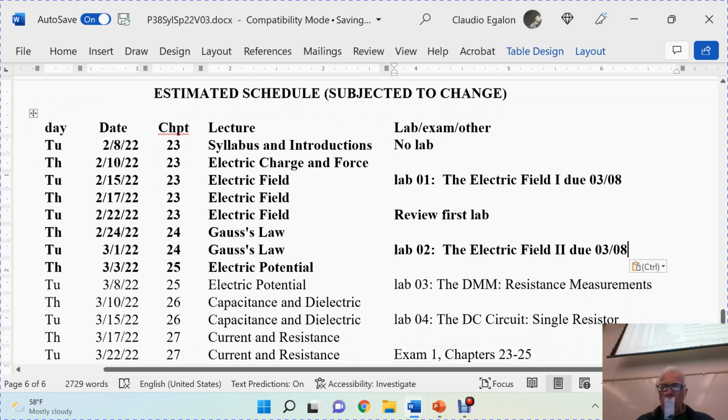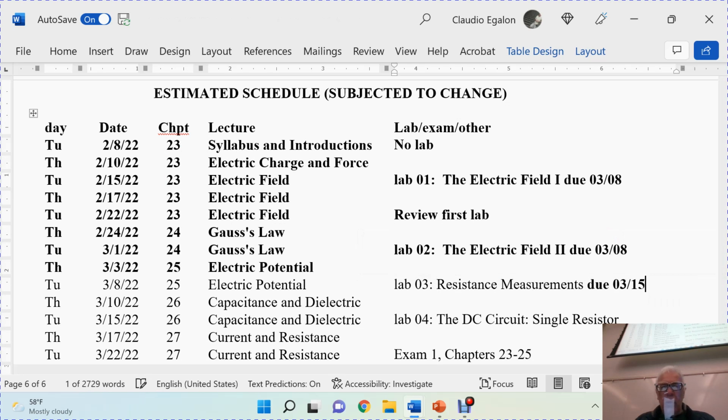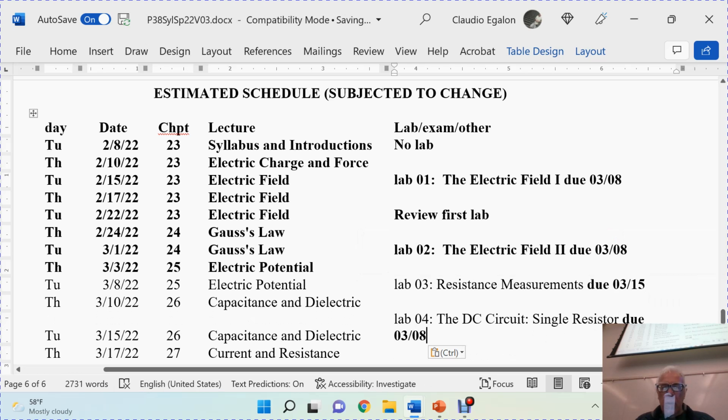Now, what about this one? Resistance. I'm not gonna put the amount, resistance measurement only. Better like that. Due March 15th. Next, due 22nd. Single. I'm gonna put single resistor here.